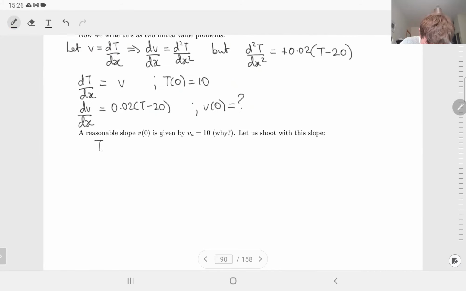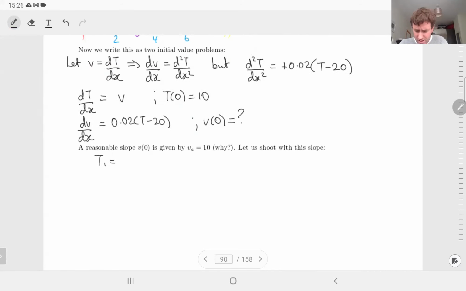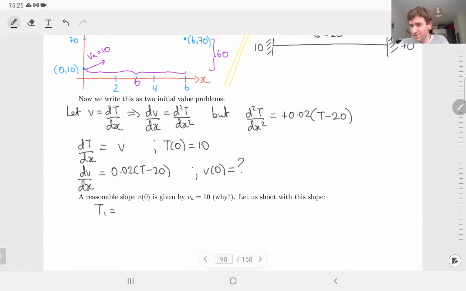T1, so the next temperature is equal to the previous temperature. The starting temperature is 10. So the step size is 2 times the derivative of temperature, and the derivative of temperature is just V. So it should be the previous V, and I'm starting with this previous V of 10. So I get 10 plus 20, I get 30.